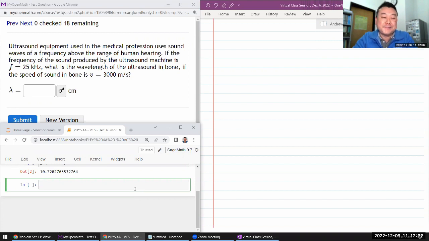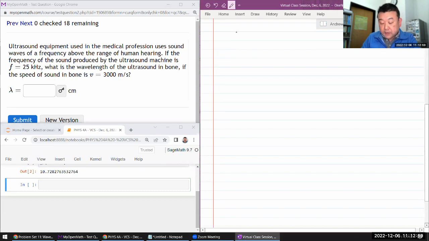If the frequency of the sound produced by the ultrasound machine is 25 kilohertz, what is the wavelength of the ultrasound in bone if the speed of the sound in bone is that? Oh, so this is getting at one relationship, the most useful relationship you will see for periodic waves. It's a formula that'll relate these three important quantities together.